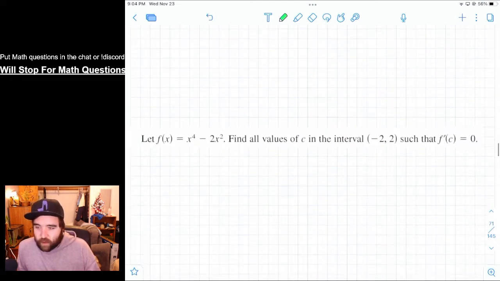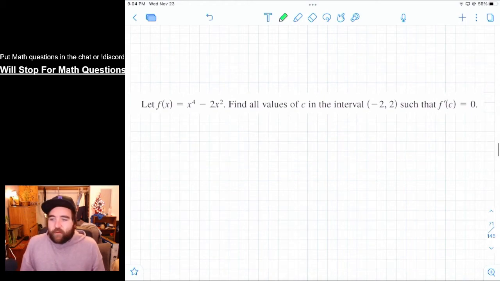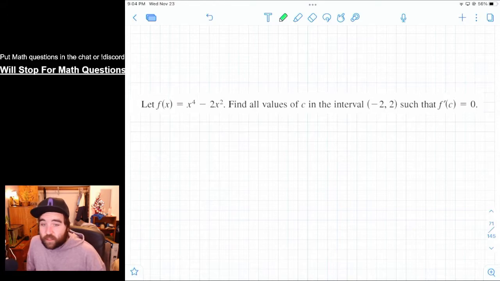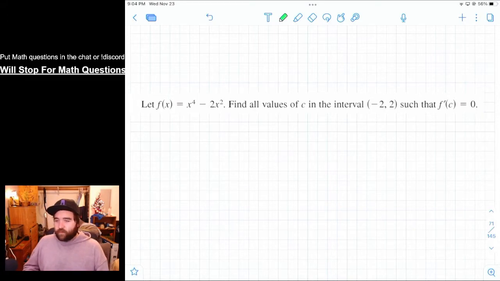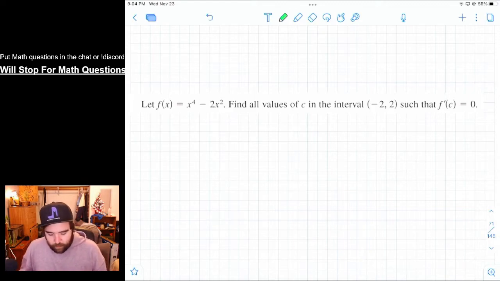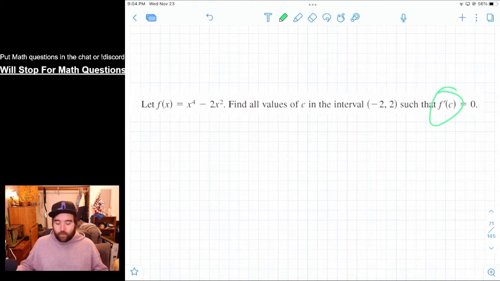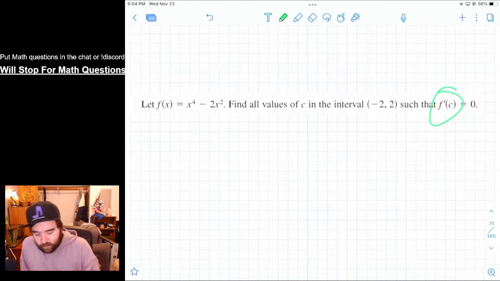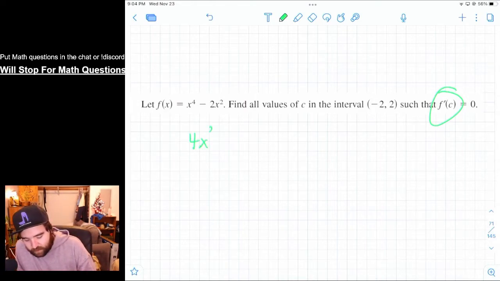All right, let's keep moving on. So let f of x equals x to the fourth minus 2x squared. Find all values of c such that f prime of c equals 0. So here we do want to find them. So that's fine. We want to know where f prime of c equals 0. So f prime, the derivative, equals 0. So we're just going to take the derivative, 4x cubed minus 4x, and we're just going to set that equal to 0.